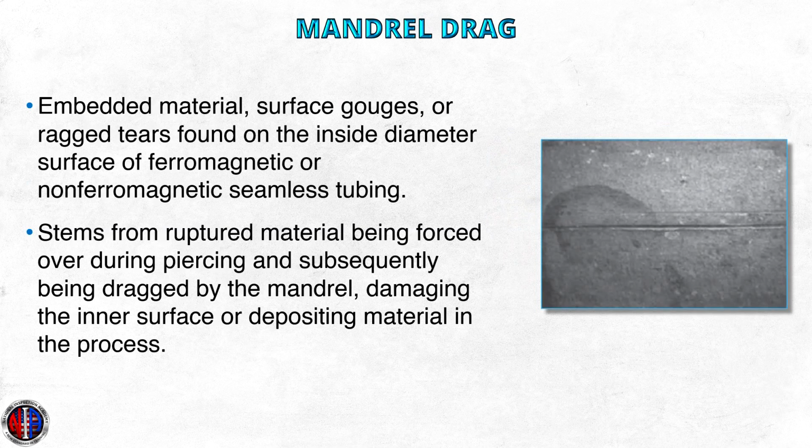Mandrel drag. Mandrel drag is embedded material, surface gouges, or ragged tears found on the inside diameter surface of ferromagnetic or non-ferromagnetic seamless tubing. Mandrel drag stems from ruptured material being forced over during piercing and subsequently being dragged by the mandrel, damaging the inner surface or depositing material in the process.